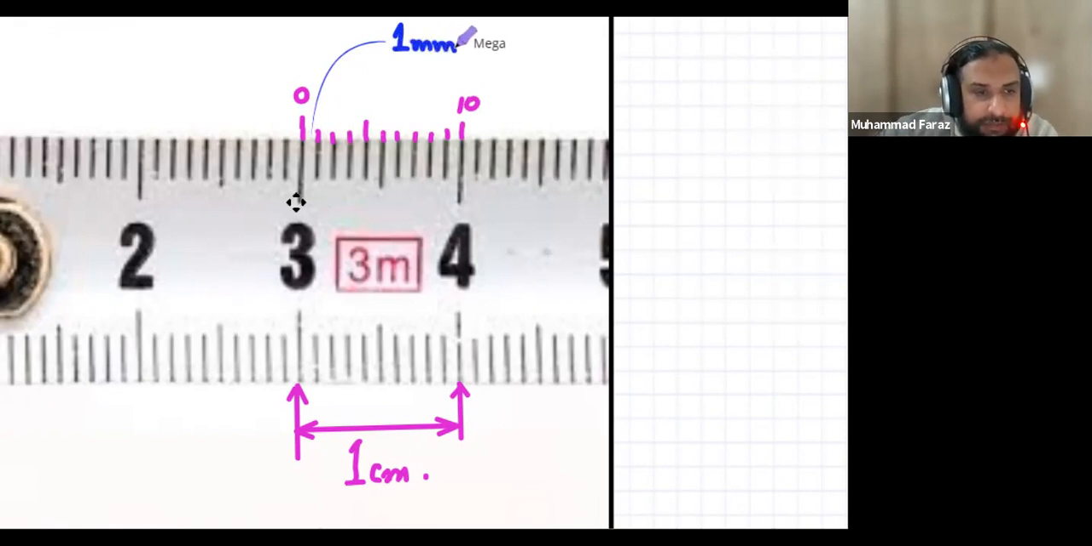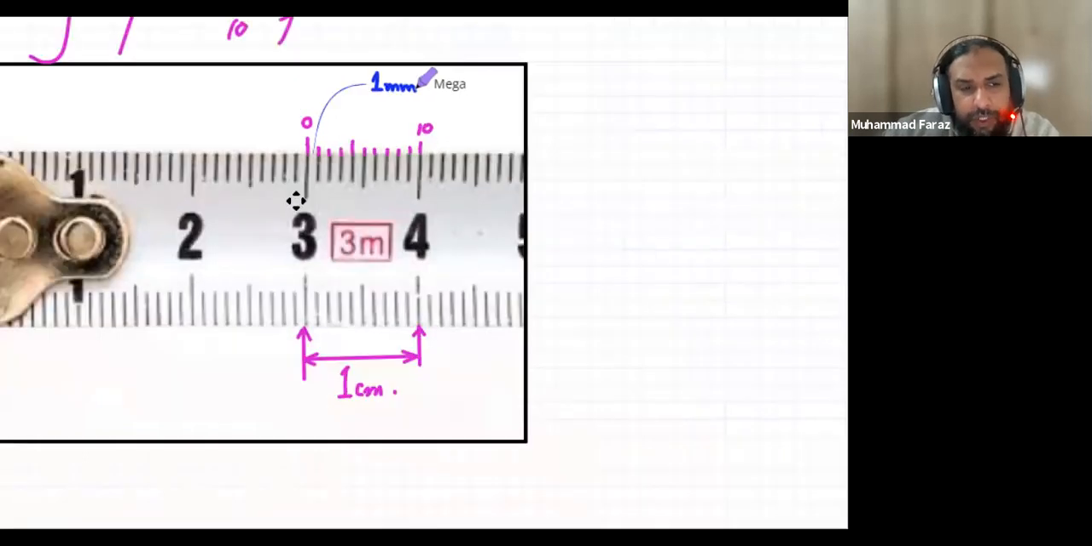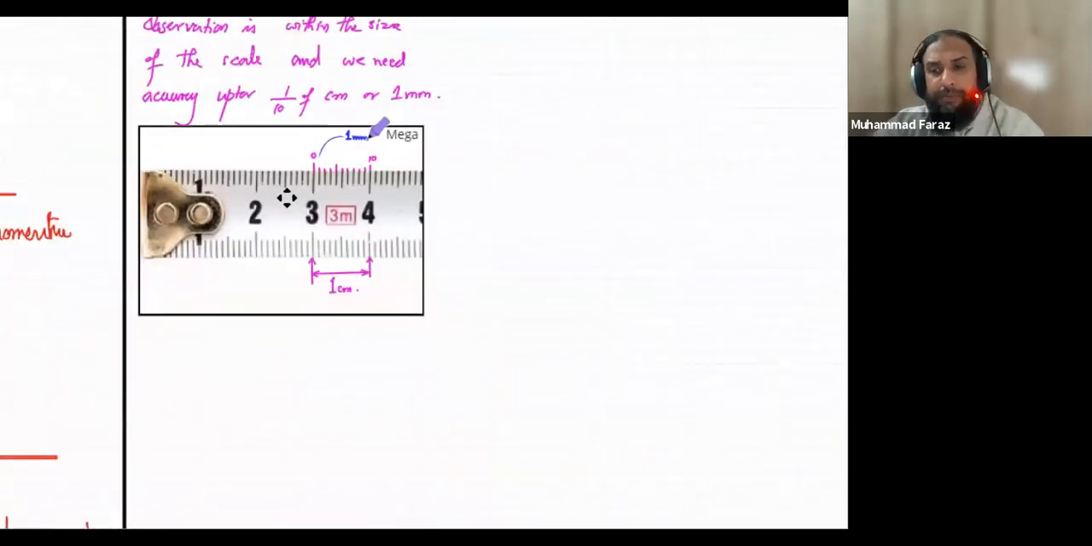Listen, from this big marker to this big marker, that is 1 centimeter, and there are 10 equal divisions in between a centimeter. Every single division is 1 millimeter. And this ruler is only good for measuring up to a millimeter. If you need to measure something with more accuracy, there are ways of using the same scale with more accuracy, but not like this. Straight away, you can only measure up to 1 millimeter, not more than that, not deeper than that.